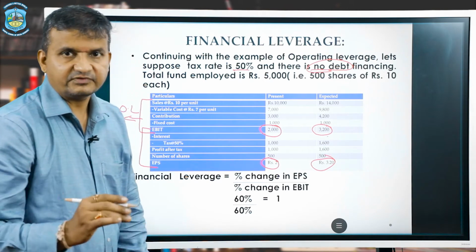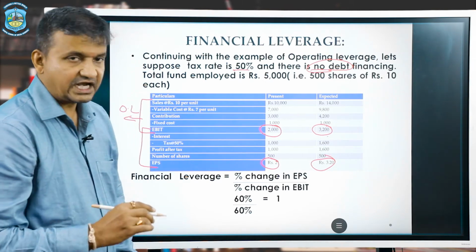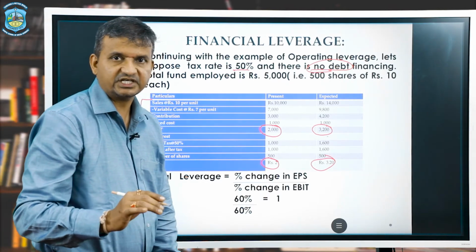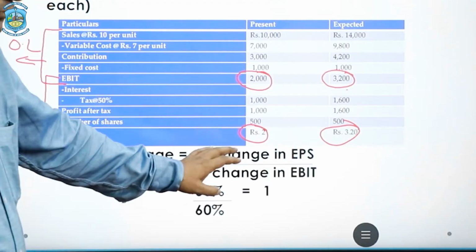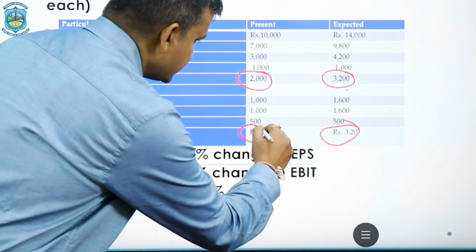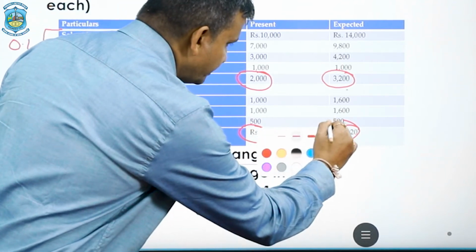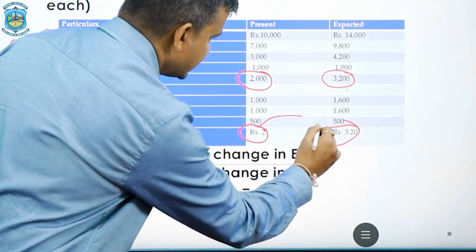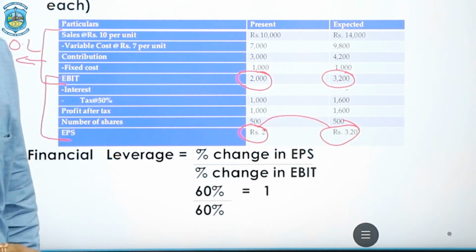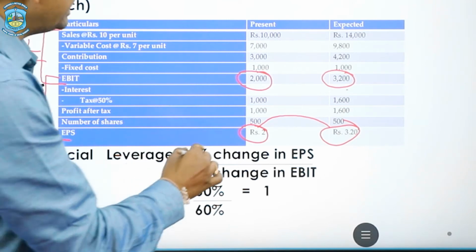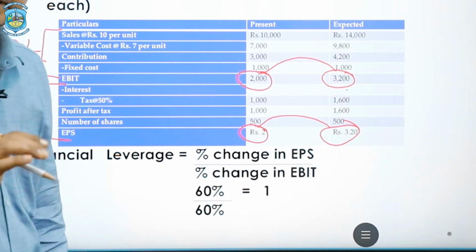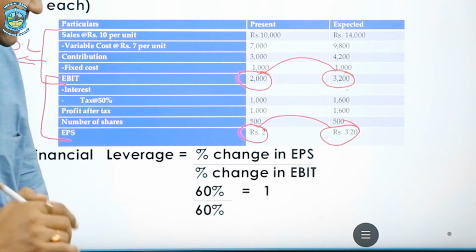Now let's understand financial leverage. Financial leverage we have defined as percentage change in EPS divided by percentage change in EBIT. So let's focus on EPS. My EPS is rising from 2 rupees to 3.20 rupees, and in the same way my EBIT is rising from 2,000 to 3,200. So first I will calculate the percentage change in EPS.